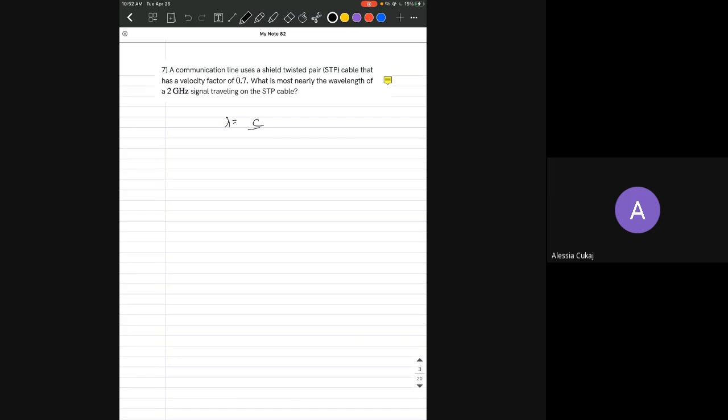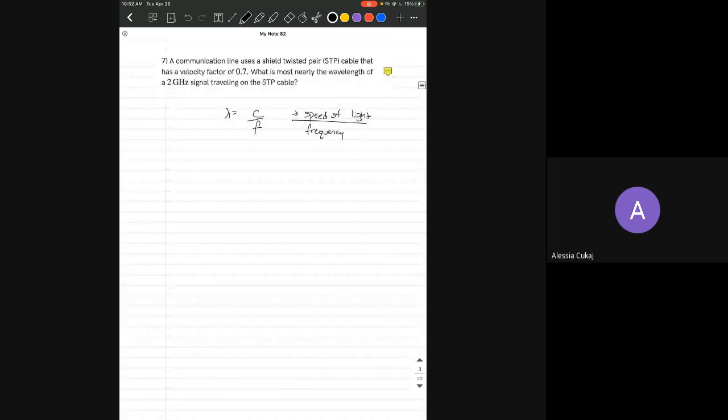is c over f, where c is the speed of light, basically the velocity of propagation, over frequency. So this is what we're trying to solve for.